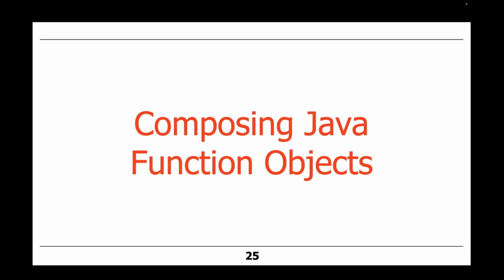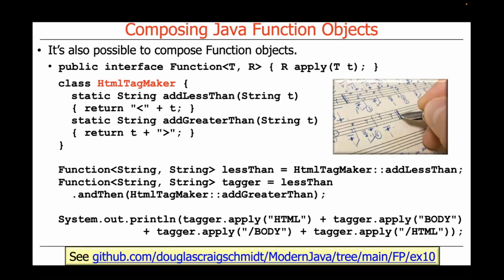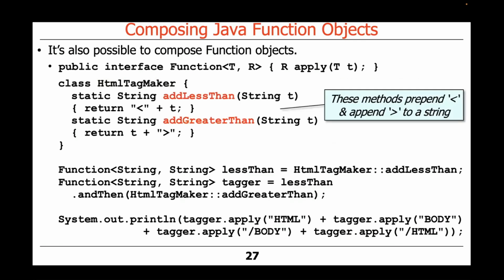Let's now talk about how you can compose Java function objects together. This particular example is also found in my GitHub repository, in the EX10 project in the FP folder, in the modern Java repository. This is going to show how you can compose function objects together. It's called the HTML tag maker. You can see here we define a couple of methods, one called addLessThan. You give it a string and you essentially prepend the less than symbol to the string that's passed as a parameter. We also have another method called addGreaterThan, where we append the greater than symbol at the end of the string.